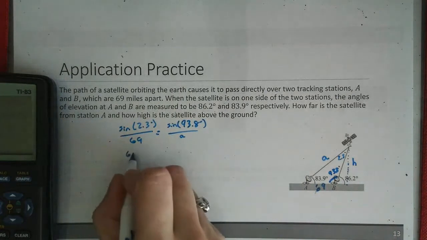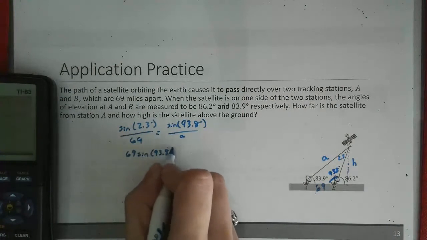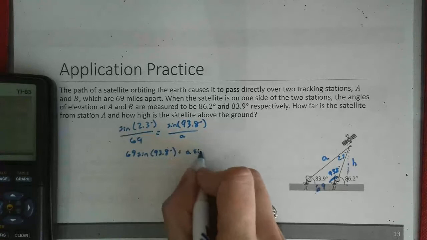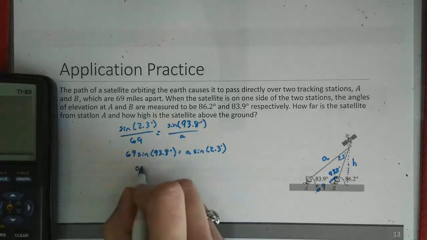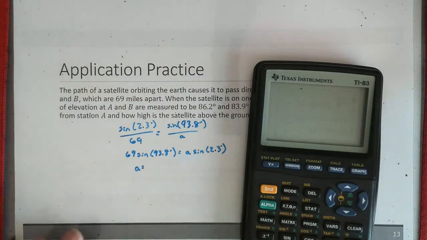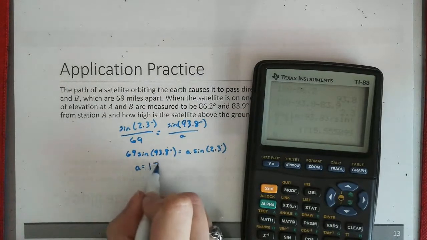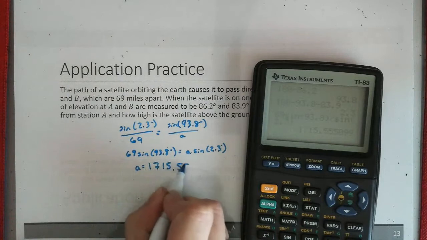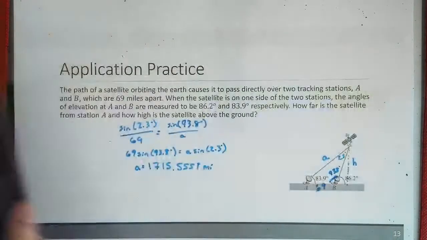If I cross multiply, then 69 times the sine of 93.8 degrees is equal to A times the sine of 2.3 degrees. And if I divide both sides by the sine of 2.3, I get A is equal to 69 sine of 93.8 divided by the sine of 2.3. It looks like the distance we are from satellite A is 1,715.5551, and we were measuring that distance in miles.